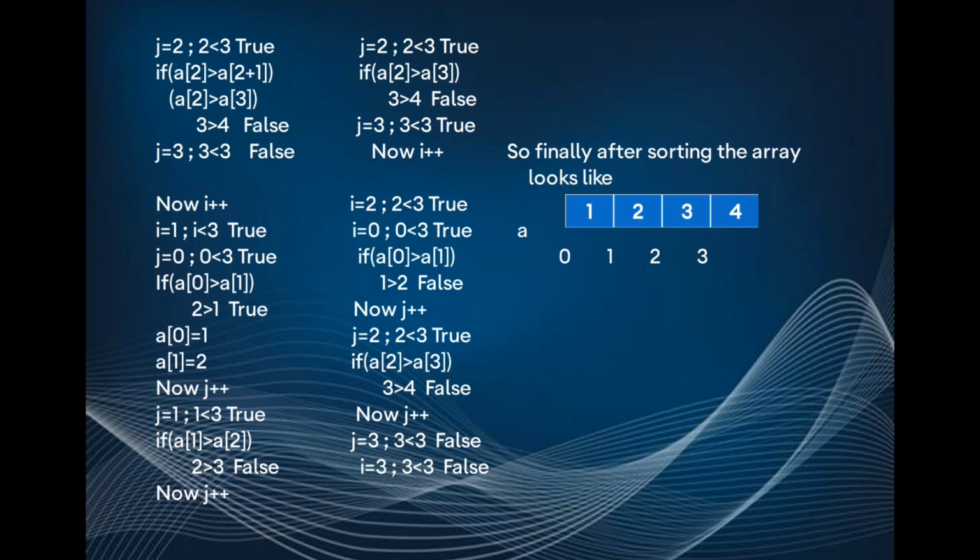So finally, after sorting, the array looks like this: in the position of a of 0 it is 1, in the position of 1 it is 2, in the position of 2 it is 3, in the position of 3 it will be 4. So this completes the tracing of the bubble sort.